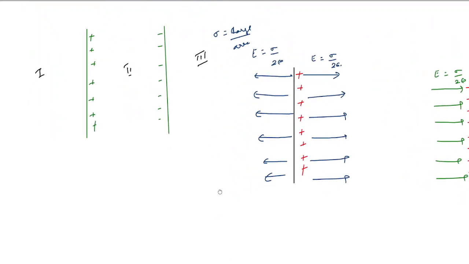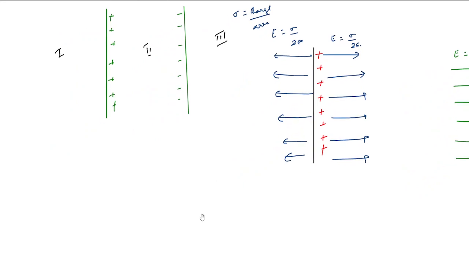With this in mind, we'll find what is the field in region 1. So to understand this, we'll again draw the two plates. The charge on this plate is positive, the charge on this plate is negative. So we'll take a random point here. We take, for example, point A. This is point A. We want to find what is the field at this point A.